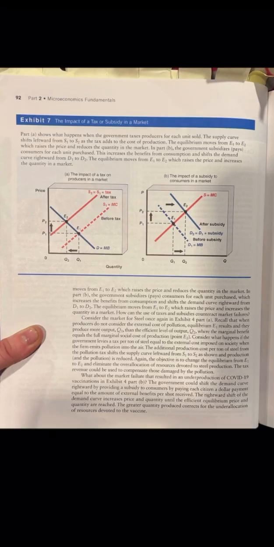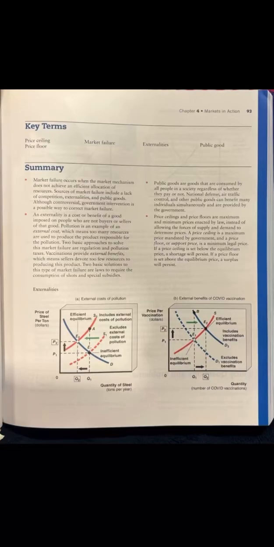In Part B, the government subsidy pays consumers for each unit purchased. This increases the benefits from consumption and shifts the demand curve rightward from D1 to D2. The equilibrium moves from E1 to E2, which raises the price and increases the quantity in the market. Key terms: price ceiling, price floor, market failure, externalities, public good.